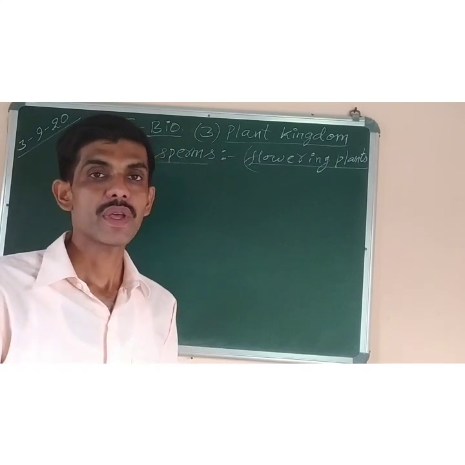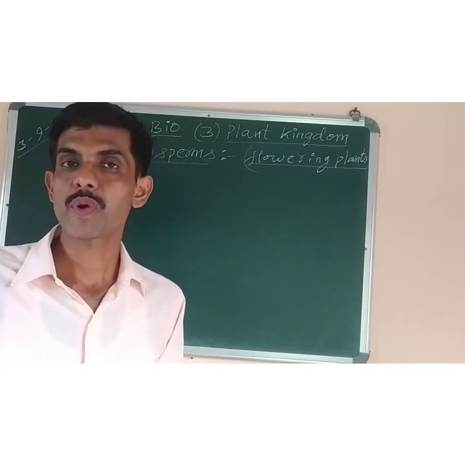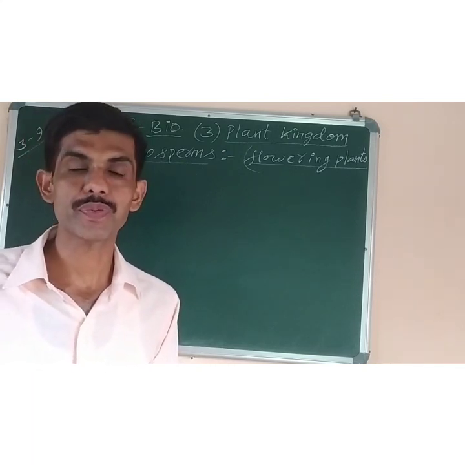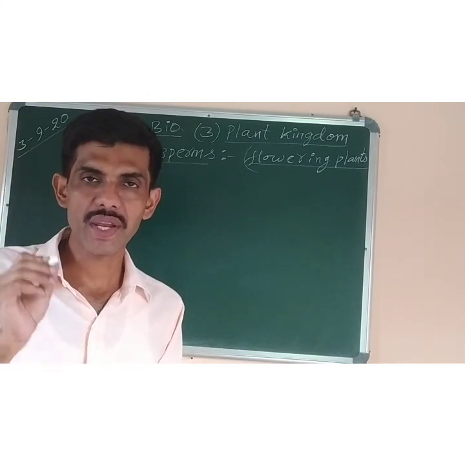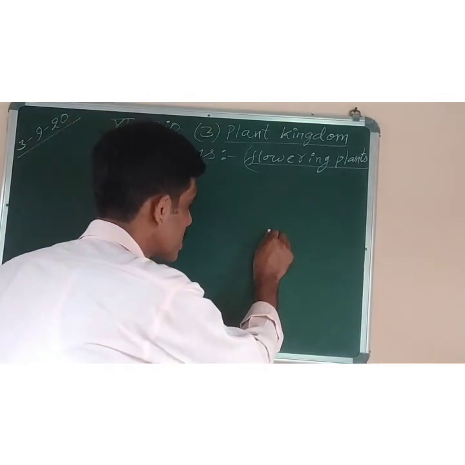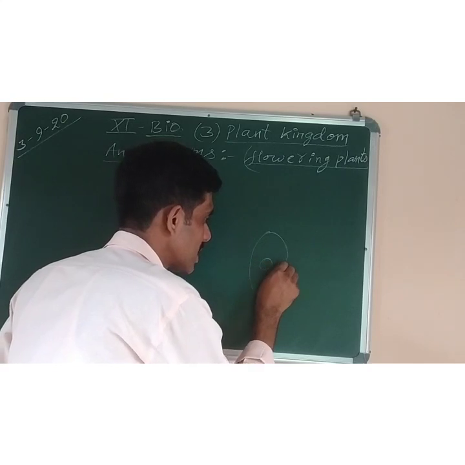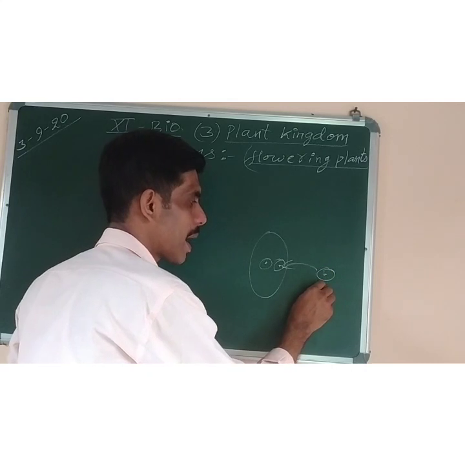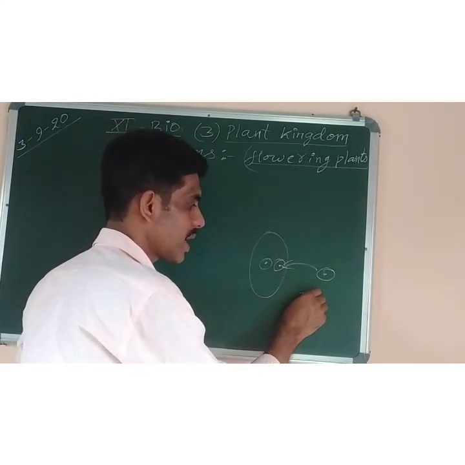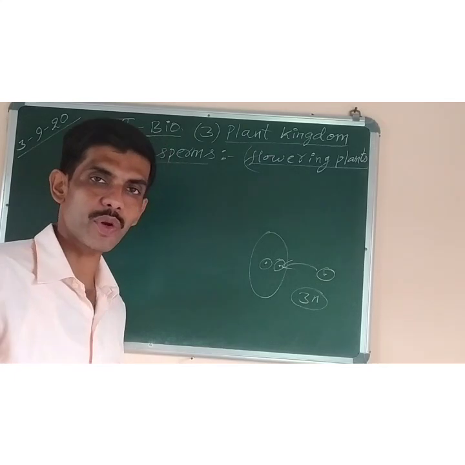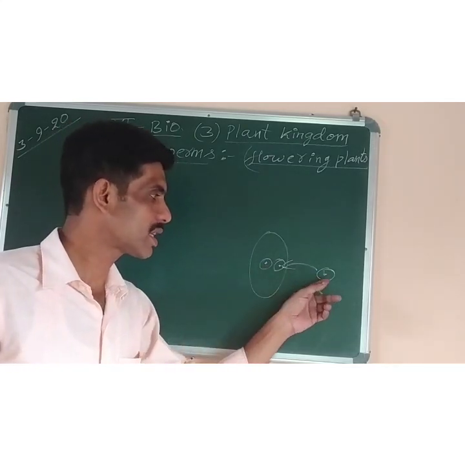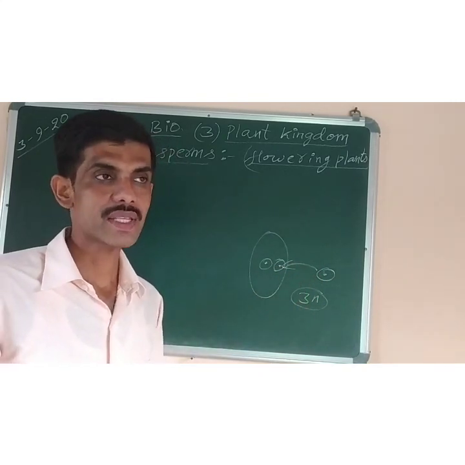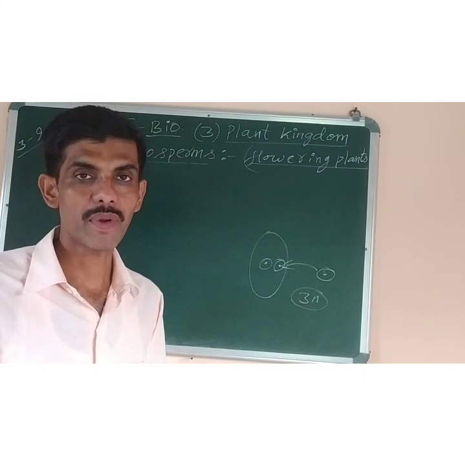You know what endosperm is? Endosperm is the one which provides nutrients to the developing embryo. And how is it formed? It is formed when the secondary nucleus that is present in the embryo sac fuses with a male gamete. It forms 3N, that is triploid, 3 sets of chromosomes. This is the secondary nucleus and this is one male gamete. It fuses and forms endosperm, and this endosperm provides nutrients to the developing embryo.